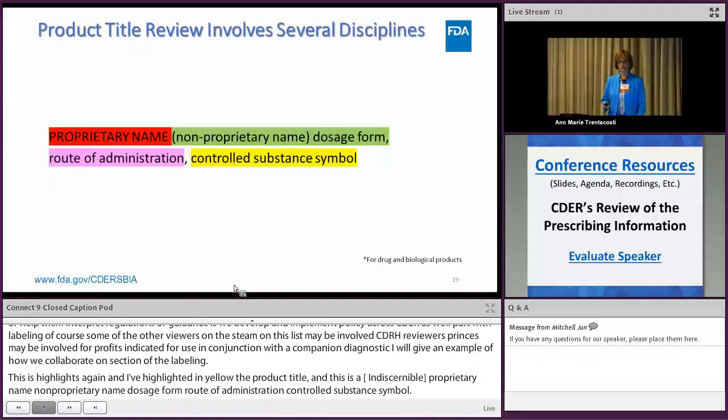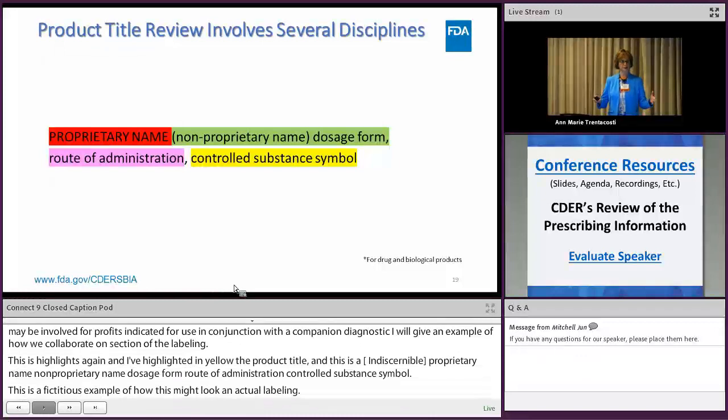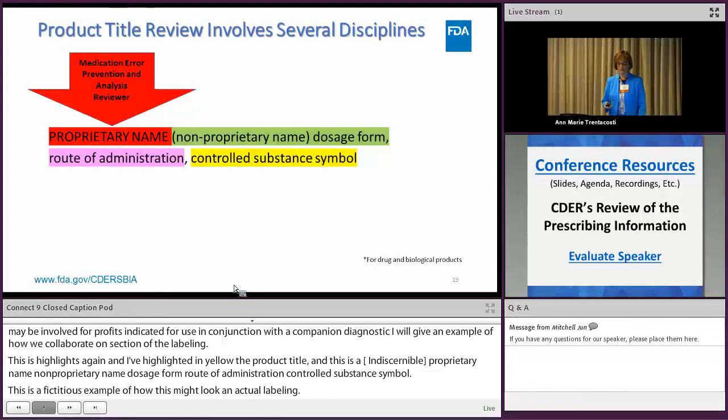So there are several reviewers who actually participate in the review of this single line or maybe two lines of the prescribing information in highlights. The proprietary name is reviewed by the medication error prevention analysis reviewer. That name is suggested by the applicant. The non-proprietary name and the dosage form, the pharmaceutical product quality reviewer will review.